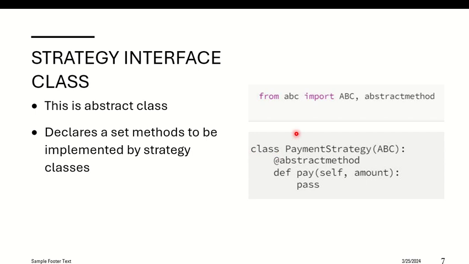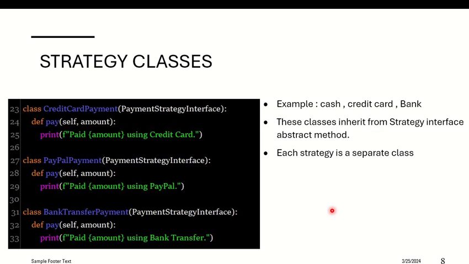all strategy classes must implement this abstract class, and must contain the exact same number of methods, with the same function definition in the strategy classes. Now that is component 2. Component 3 is your strategy classes. I have provided you with an example.